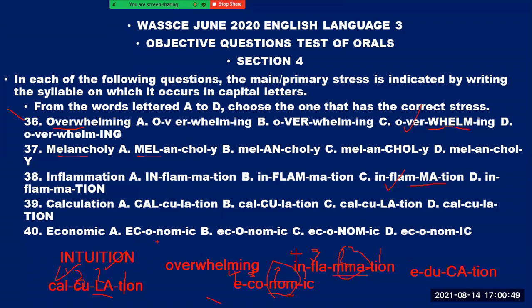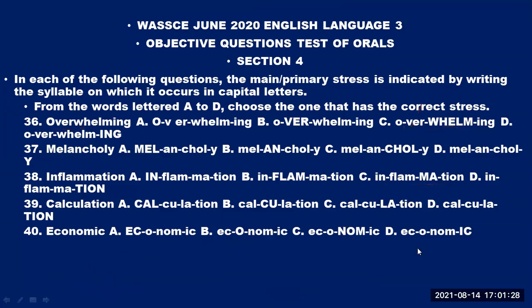And so option A is eliminated because stress is in EC, but we are looking for stress on NOM. Option B is out, stress is on O. Option C is correct because this is where we have stress on NOM. Option D is out of it. So these are ways in which we can pick the correct answers when we are solving questions on stress placement or word stress in English.